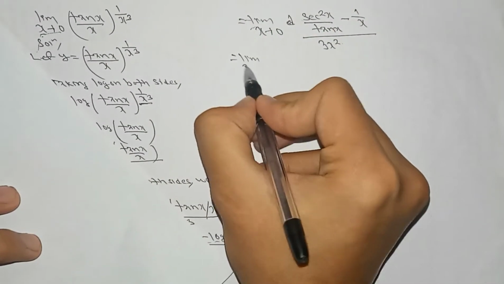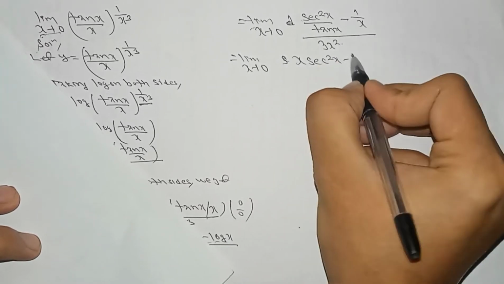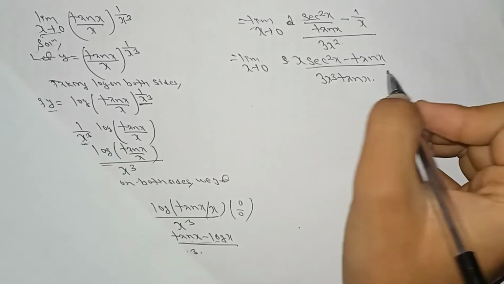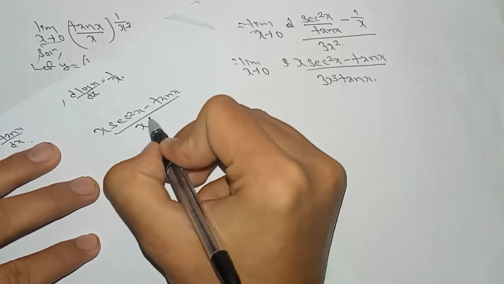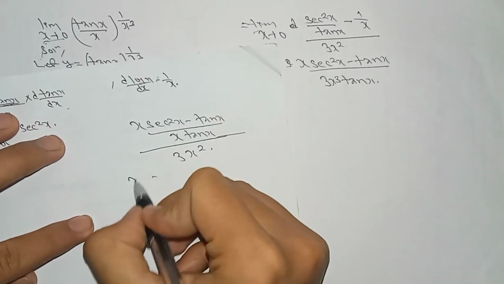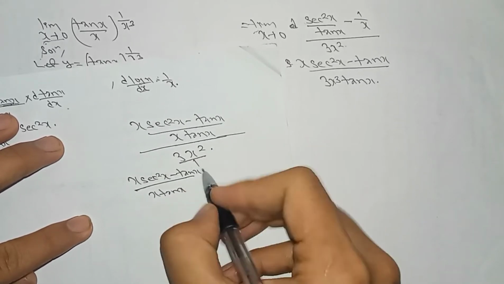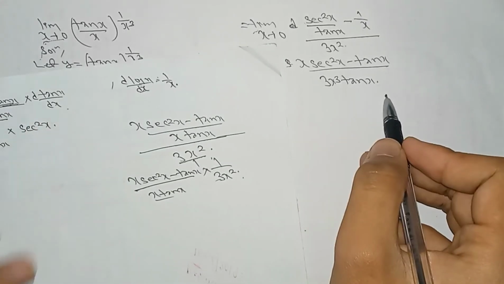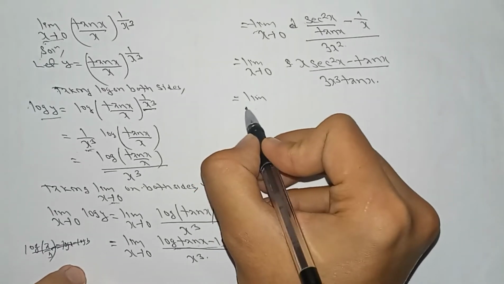So here again write limit x tends to 0, so multiply by x: x sec square x minus tan x by 3x cube tan x. Okay, as you know, we have (x sec square x minus tan x) by (x tan x) by 3x square. So this means (x sec square x minus tan x) by x tan x, and in the lower part here we have 1. So if it goes to the upper side, it becomes 3x square. That means here we multiply and we get 3x cube tan x. Okay, so now again we have limit x tends to 0.